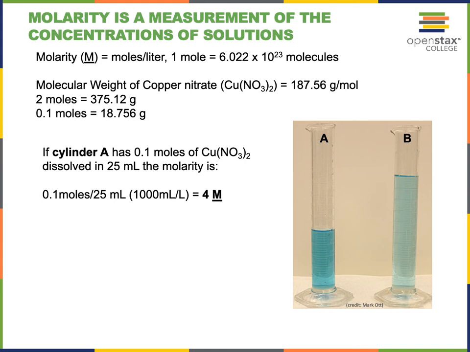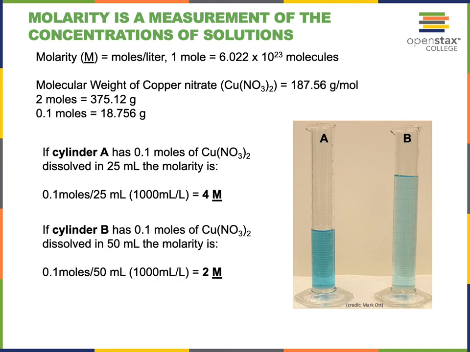Now, if we look at cylinder B, it has the same amount of solute dissolved in twice as much liquid. And so for cylinder B, the same quantity of copper nitrate, 18.756 grams, or one tenth of a mole of copper nitrate, was placed into cylinder B, and then water was poured in to fill cylinder B up to 50 milliliters of total solution. And we can calculate the concentration as 0.1 divided by 50 milliliters, and then convert milliliters to liters by multiplying by 1,000. And this gives us 2 moles per liter in cylinder B.